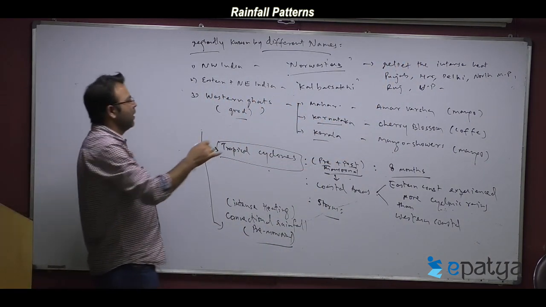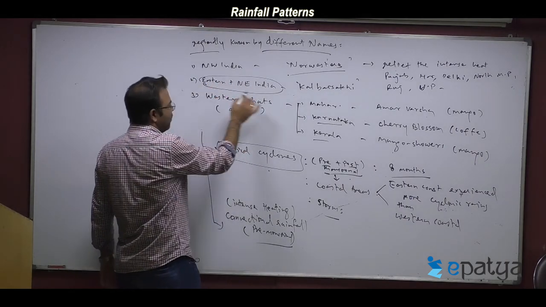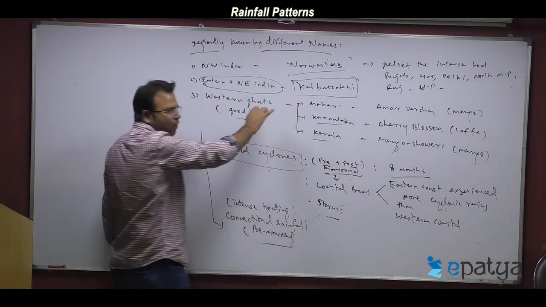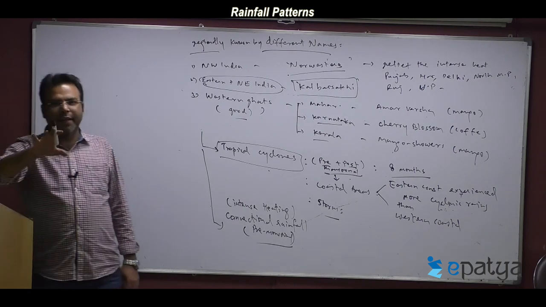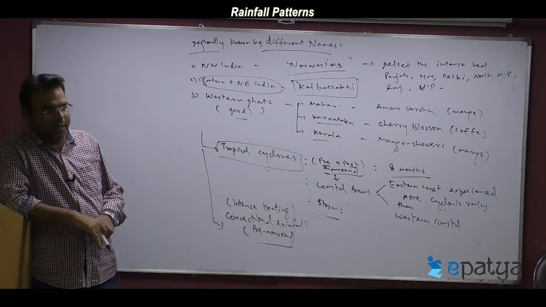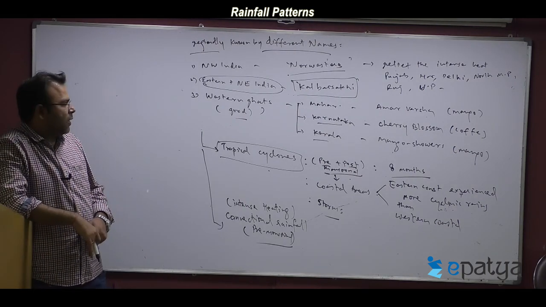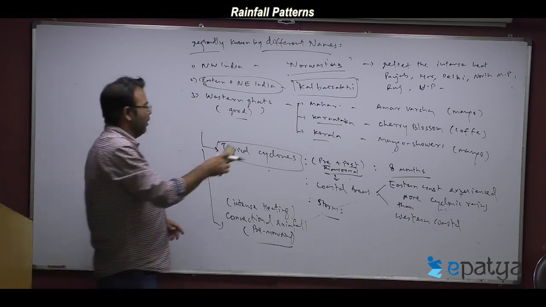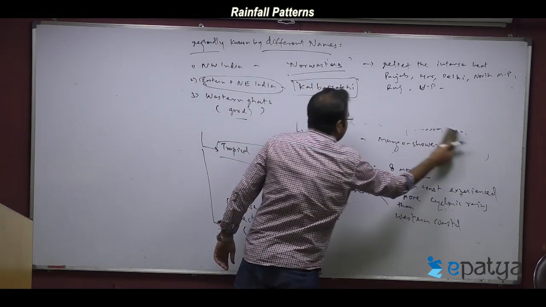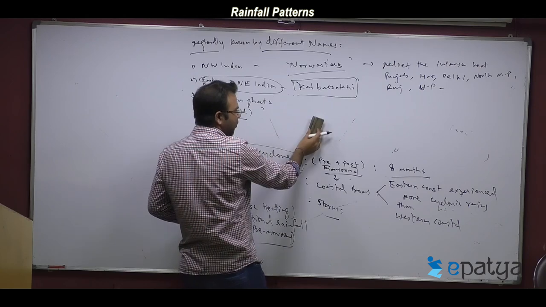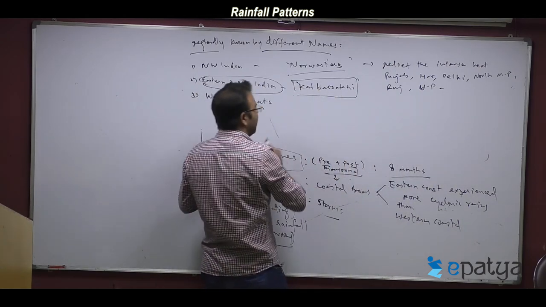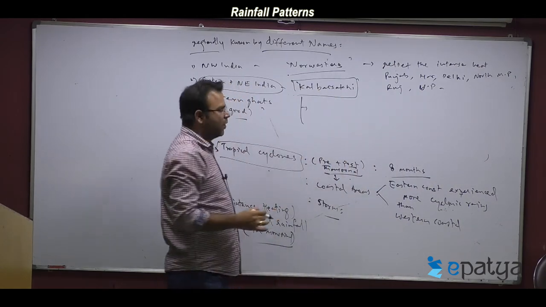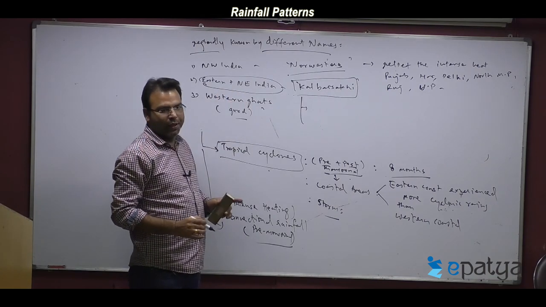Now in Eastern India and Northeastern India, it is known by the name Kal Baisakhi. Kal is used in which sense? Negative sense. So what is the negative point here? It adversely affects the paddy cultivation of Eastern and Northeastern India.